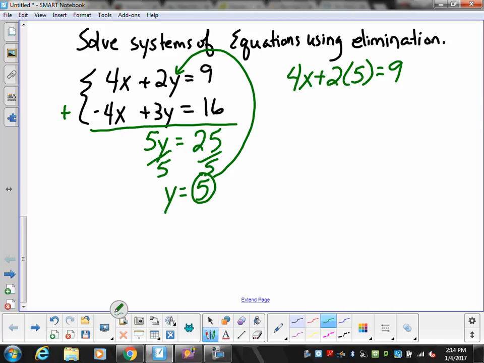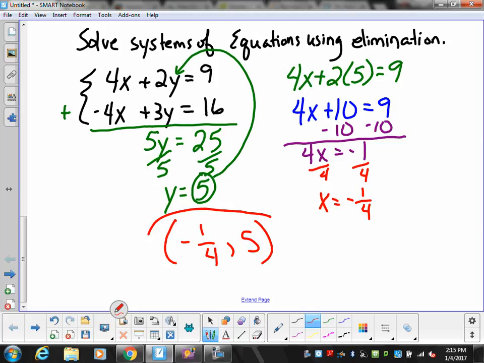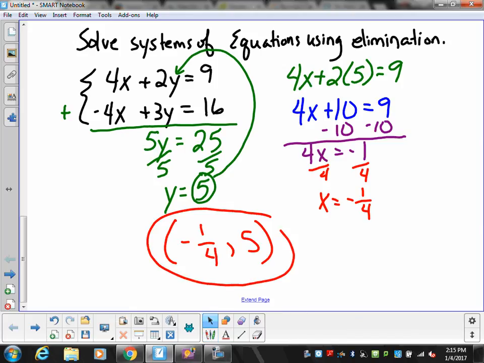Okay, so now if I finish solving this one, that's 4x plus 10 equals 9. Next step, subtract 10 from both sides, so 4x equals negative 1. And then divide both sides by 4, so x equals negative 1/4. So my solution is negative 1/4, 5. And y'all, if you divided that out as negative 0.25, that would also be okay instead of the negative 1/4. That's still the correct answer.